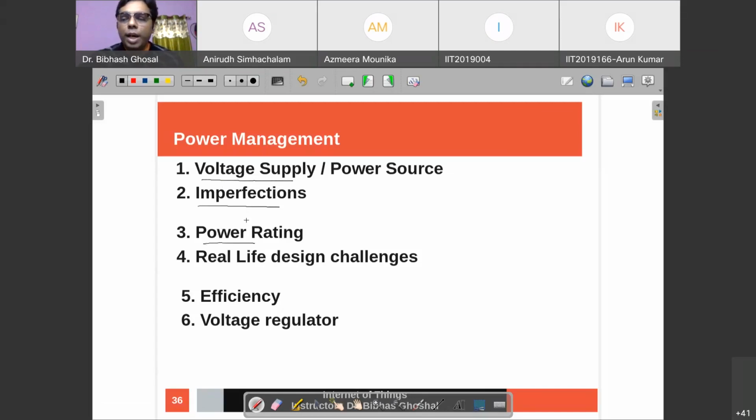Power rating means, okay, we have your voltage source, but is it delivering the same amount of current, or is the current going up and down? So we need to know that. Then what are the real life design challenges? How efficient is the power source? How can you rely on that? Voltage regulator, whether it is constantly giving you a fixed voltage. These are some of the power management issues that have to be taken care of.